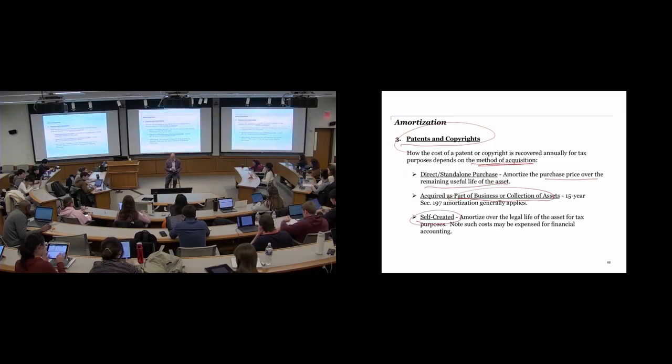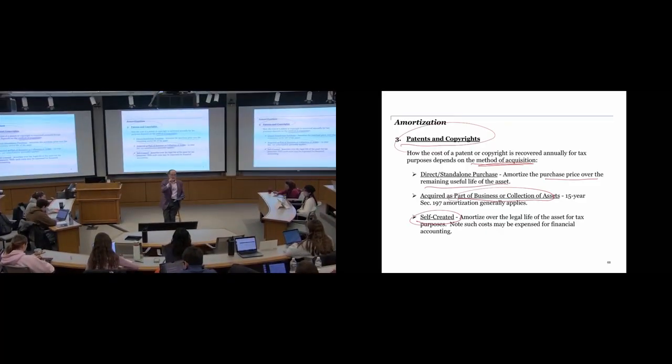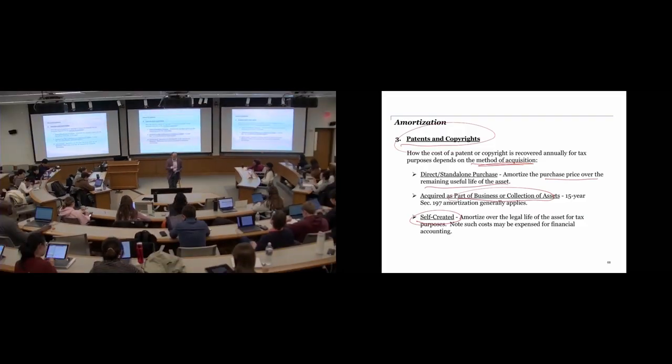And if it's self-created, so this is apart from what we talked about on 197s. Self-created goodwill is never amortizable. Self-created patent or copyright, so I'm the one who creates it. If I'm the drug company and I create the patent and I get the patent, then I amortize it over the legal life of the asset for tax purposes. So if I get a patent and whatever the drug is good for before it goes off patent and becomes generic, I would amortize that cost over that period of time.